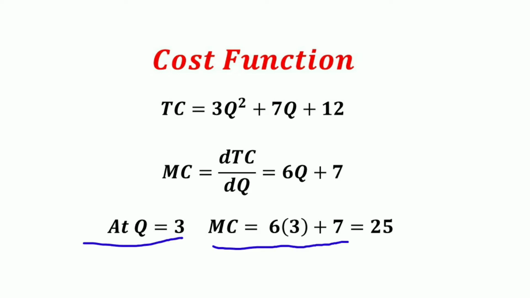Now if q is the output and the value of q is equal to 3, then substitute the value of q in the marginal cost. It will become 6 into 3 plus 7, which is equal to 25. So 25 is the marginal cost.